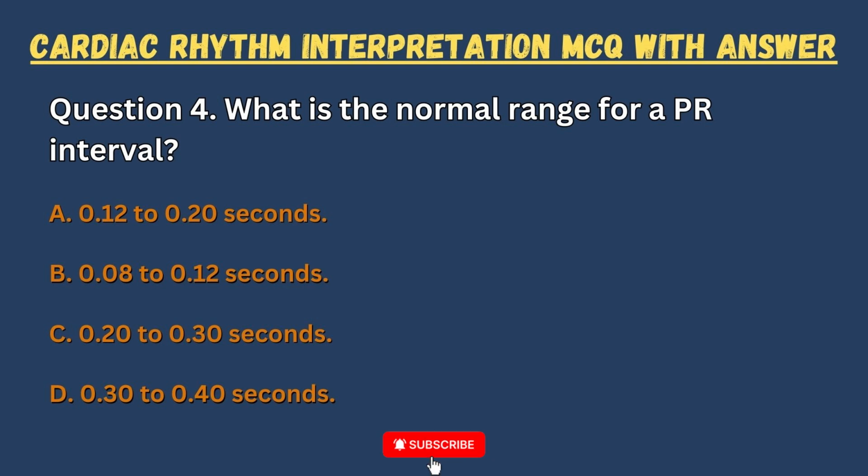Question 4. What is the normal range for a PR interval? A. 0.12 to 0.20 seconds. B. 0.08 to 0.12 seconds. C. 0.20 to 0.30 seconds. D. 0.30 to 0.40 seconds.